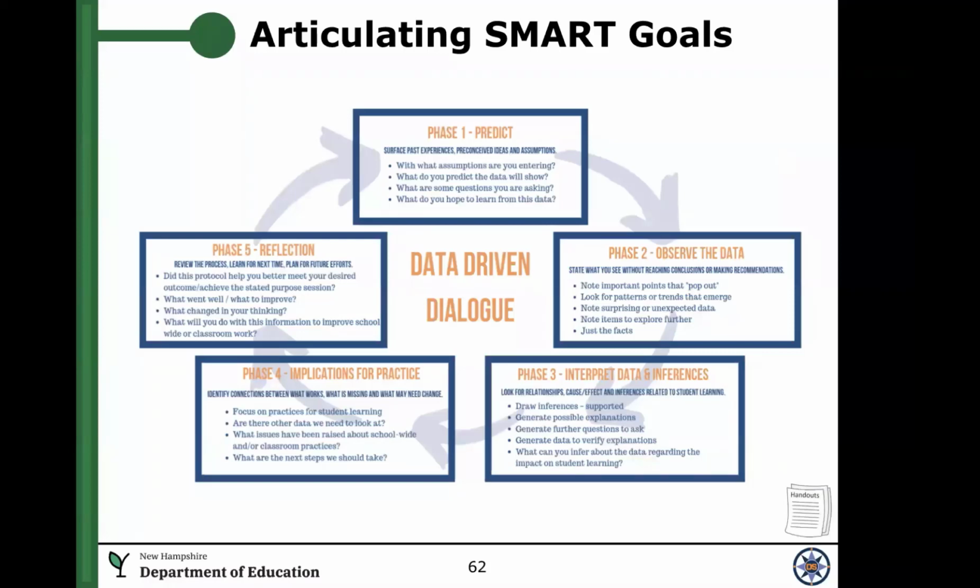As we're looking at data, we're going to go through this particular data-driven dialogue in our next webinar to show you how to do an actual data dive. But I just wanted to put it here to say that as we're looking at data, we're doing a lot of predicting, we're doing observation, we're interpreting that data. Why do we think it looks that way? Or what's happening with that? We're looking specifically at phase 4, which is huge. What are the implications for our practice and our teaching? What are we going to change?